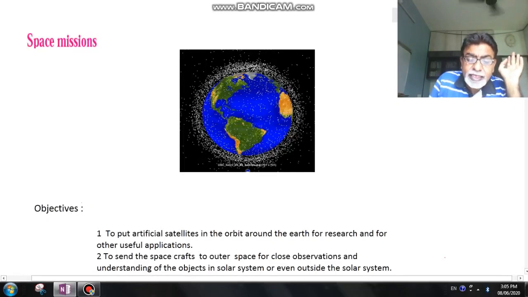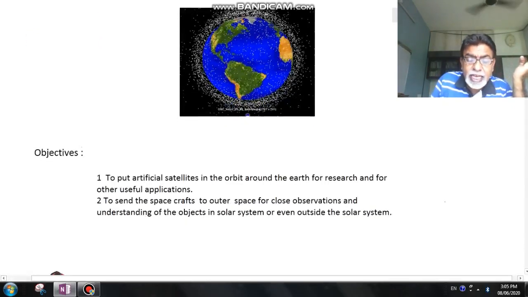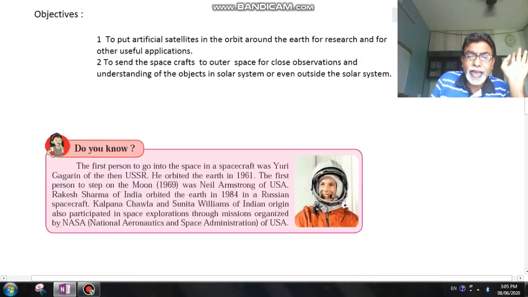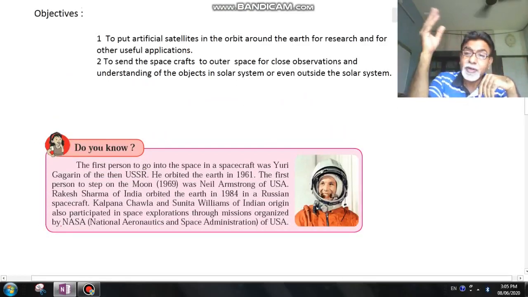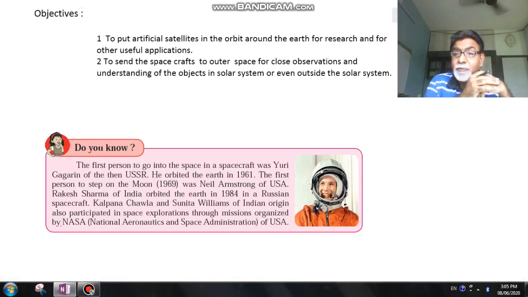Now this was started in about 1950, and you should know that the first living organism to go into space, you might know, was Laika, a dog.